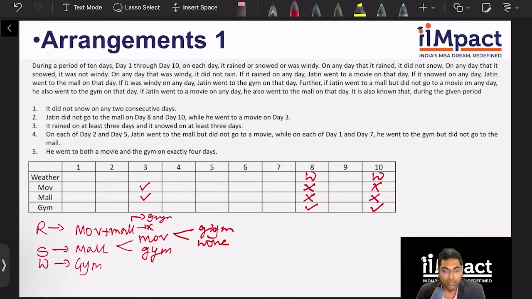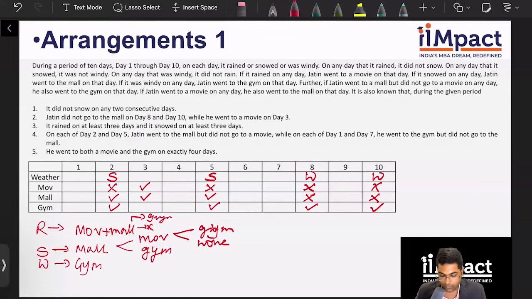All right. On each of day 2 and day 5, Jatin went to the mall, but did not go to a movie. So, did not go to a movie. So, that means he went to the gym for sure. And that means these 2 days were snowy. Are we together on this? He went to the mall, did not go to the movie. That means he went to the gym. That means the days were snowy. Okay.